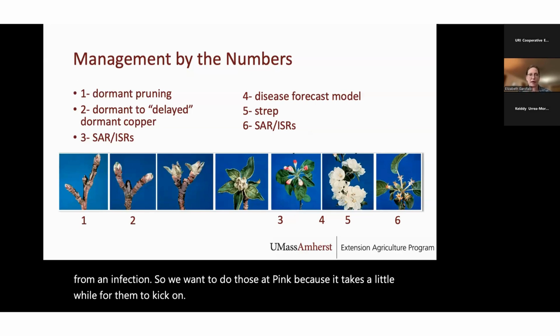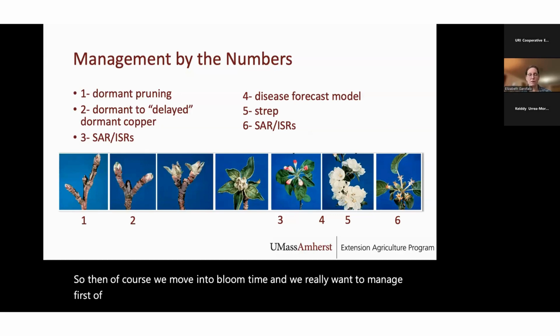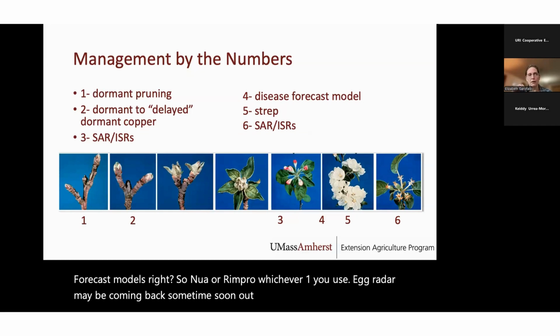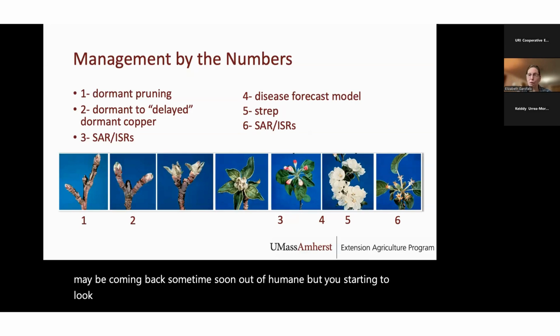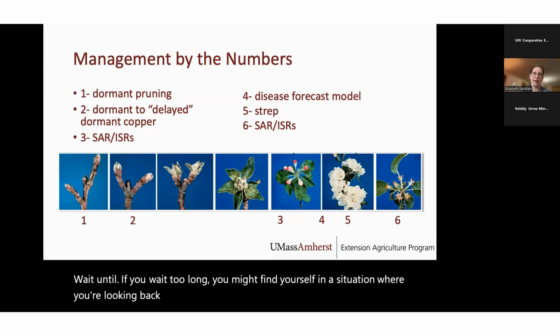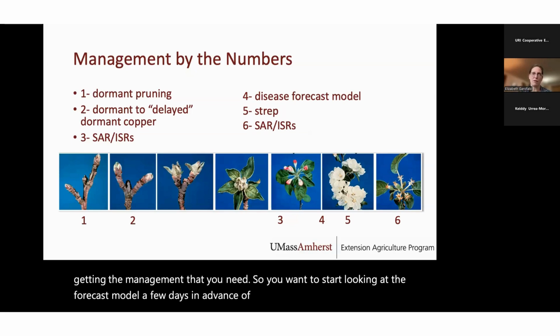Then, of course, we move into bloom time, and we really want to manage, first of all, using our forecast models, right? So NEWA or RIMpro, whichever one you use. AgRadar may be coming back sometime soon out of UMaine. But you start looking at those before bloom happens, because if you wait too long, you might find yourself looking back at an infection that happened and potentially not getting the management that you need. So you want to start looking at the forecast model a few days in advance of when you think you're going to be dealing with bloom.